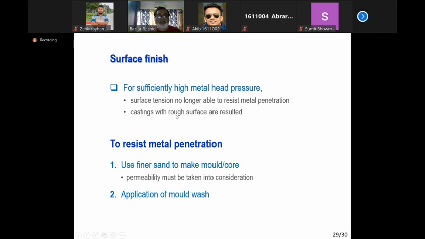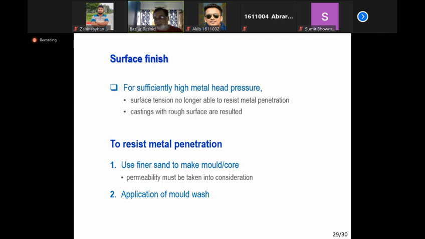And to resist metal penetration, according to the formula, we can reduce the R value. That means we can increase the right hand side term, gamma by R. As gamma is constant for a particular liquid metal, we can reduce R so that the right hand side term becomes much higher. And how can we reduce R? We can use finer sand so that the space between the sand becomes finer. So liquid metal cannot enter those spaces.